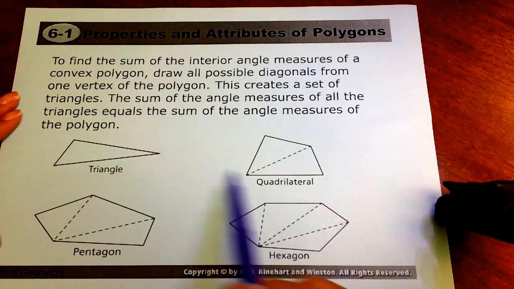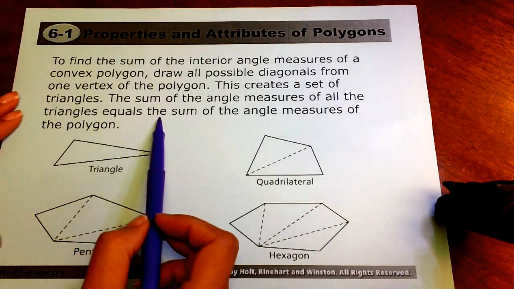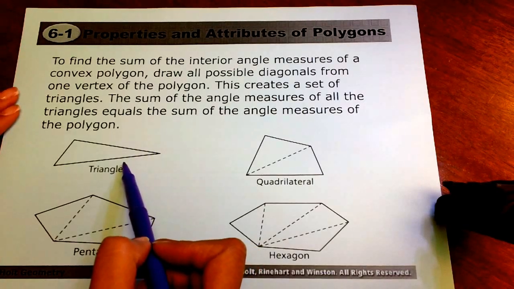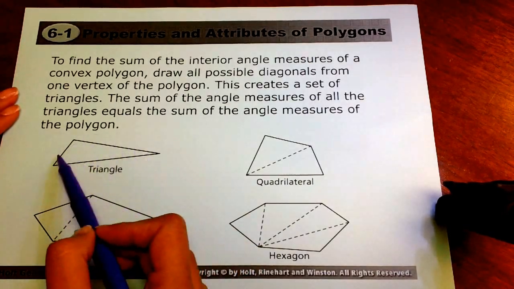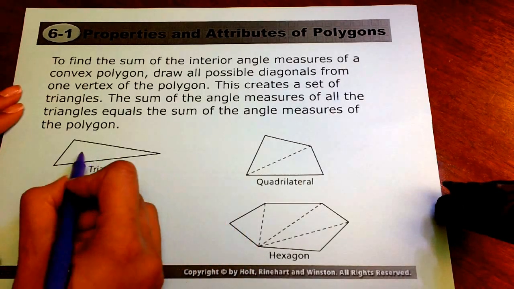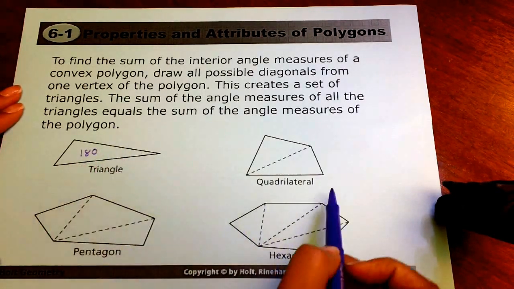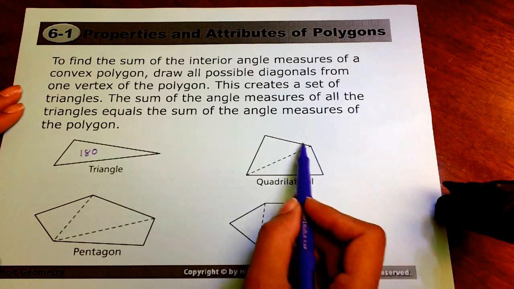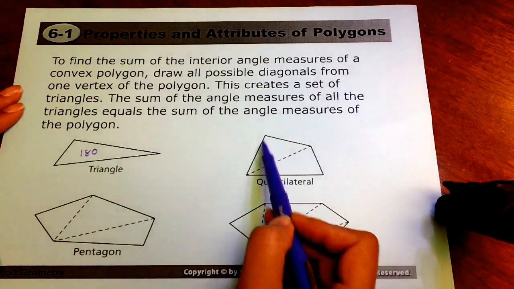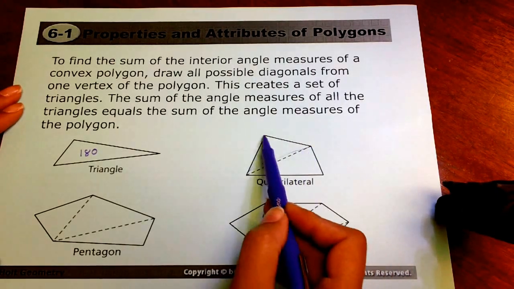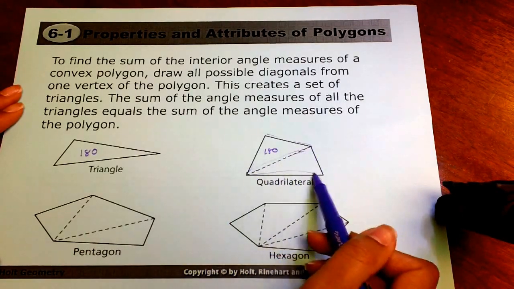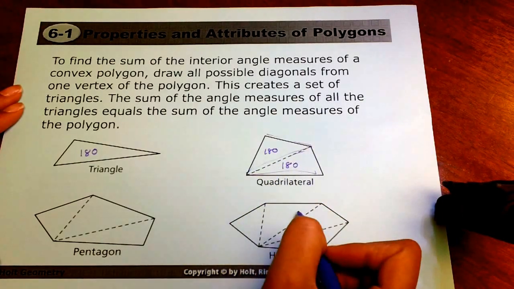Alright, so we have our triangle here. If you read this to yourself, if you want to pause the video, you can go ahead and do that. But we remember that if I find the sum of all the angles in a triangle, it adds up to 180 degrees. And then to find the sum of all the interior angles for different polygons, you just need to create triangles within it. So this triangle that's here is 180, and this triangle created here is 180.